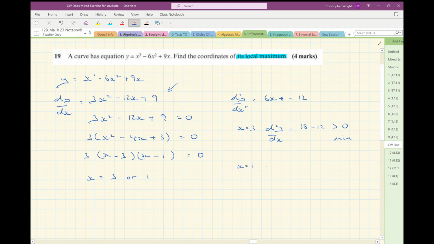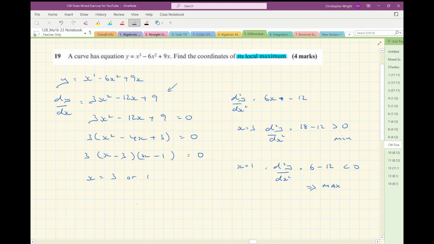I imagine when x is 1, then this second differential here, d2y by dx squared, will be 6 minus 12, which is negative, and so when x equals 1, I have a maximum, which is the point I'm interested in, isn't it? Find the coordinates of the local maximum.